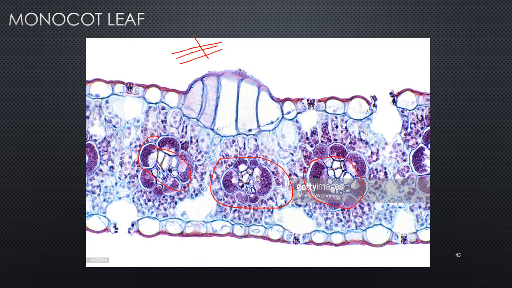And if you can reach back in your memory and remember that we have stomata and guard cells on the top and bottom of our monocot leaf. So for instance here, that's actually a pair of guard cells, as is this right here. And so our mesophyll cells are not divided into palisade and spongy mesophyll cells. It's mostly just spongy mesophyll cells all throughout. Okay, so that's the difference between a dicot leaf and a monocot leaf.